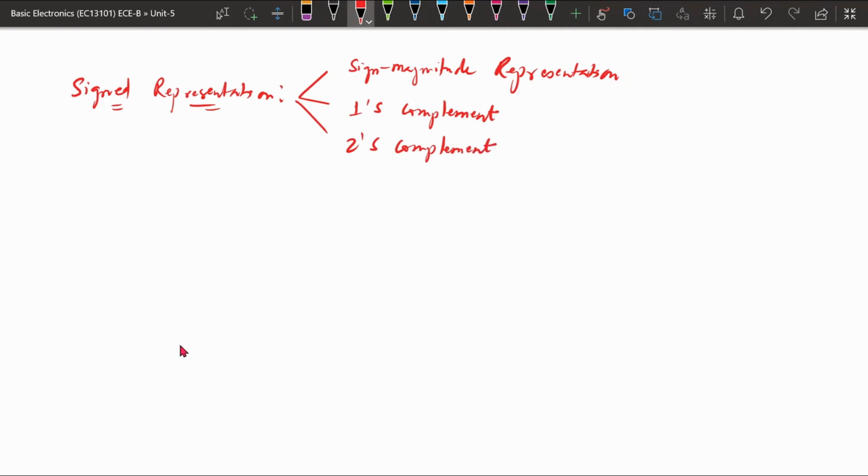So by using the 2's complement method also, we can represent a number in positive as well as negative number representation. We will see one by one what a signed magnitude representation is, and what 1's complement and 2's complement are. So if we take the first one, that is signed magnitude.